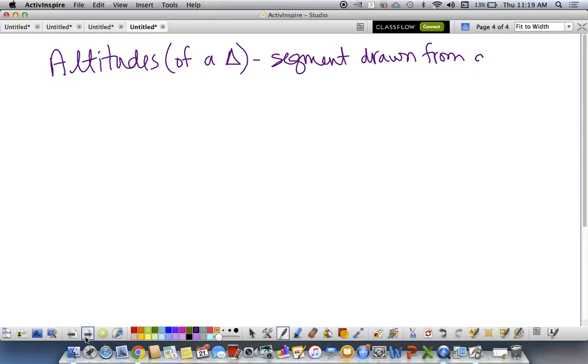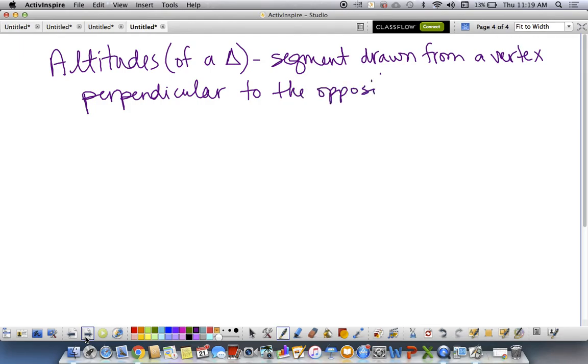from a vertex perpendicularly, I probably should put perpendicular earlier. Perpendicular to the opposite side. So this time, we don't care about the midpoint. We care about perpendicular. Okay?